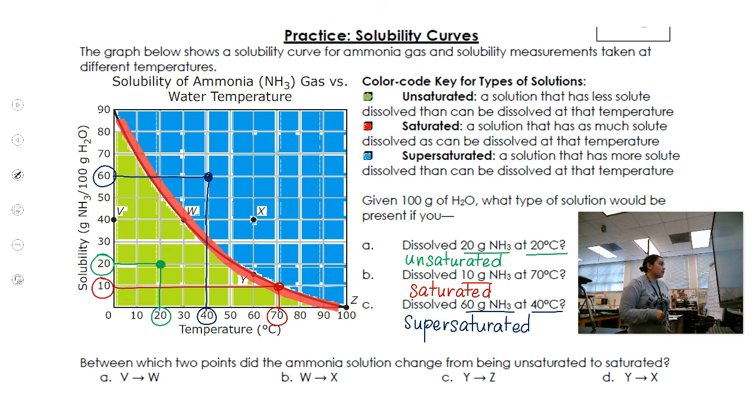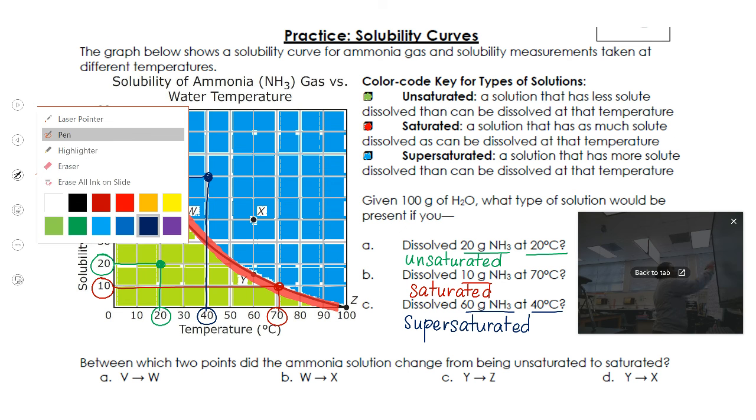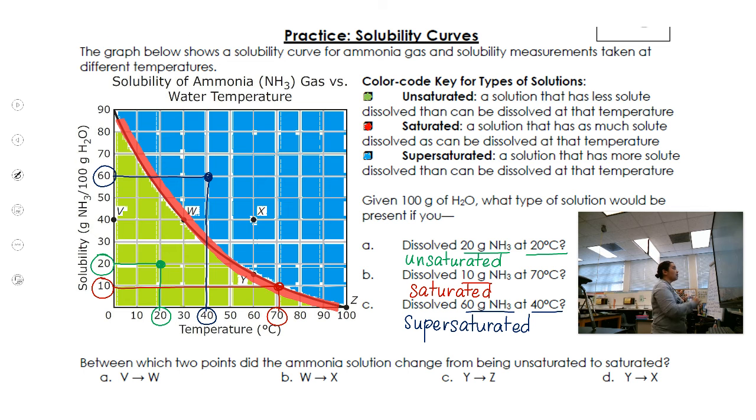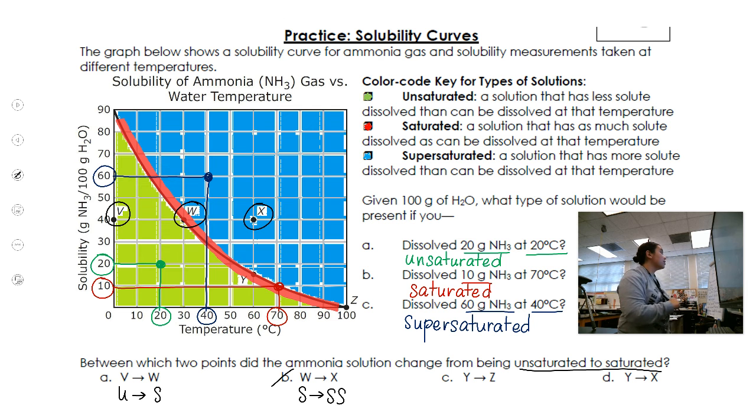All right, let's tackle this question. We're going to find each of these points and we're going to label what kind of solution they're making. So we're going to start with V. V is over here underneath the line, so that's unsaturated. Here's W. Here it's on the line, so that's saturated. So it looks like this one might be the answer, unsaturated to saturated. But let's continue. W, we already said that that was saturated. And then X is in this blue section above the line, so that's supersaturated. So that can't be the answer because that's saturated to supersaturated.